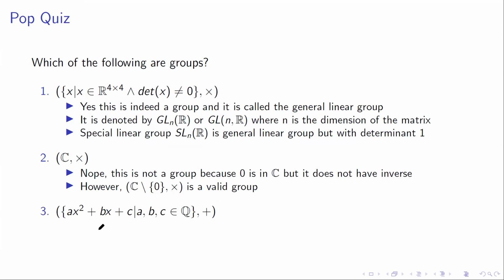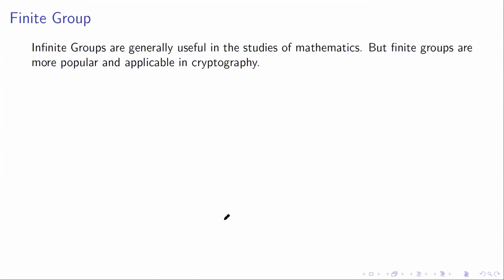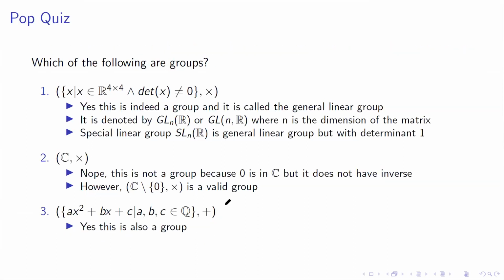And last, we have this polynomial. What this means is that the polynomial has a degree of 2 and the coefficients are rational numbers, under addition. So is this a group? 3, 2, 1. Sorry. Yes, this is also a group, because if you check, all the properties are satisfied. To prove that a set and operation form a group, you just need to prove the 4 axioms.